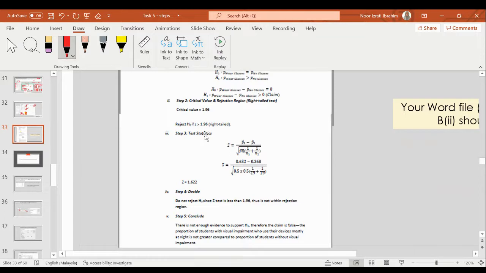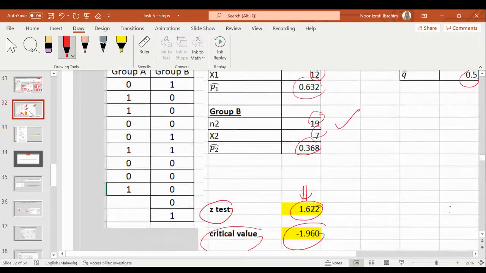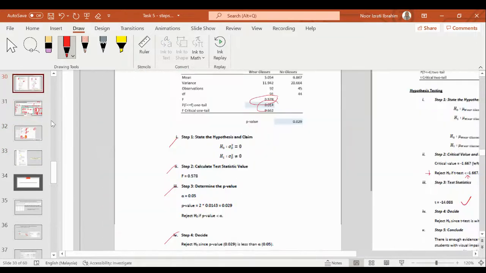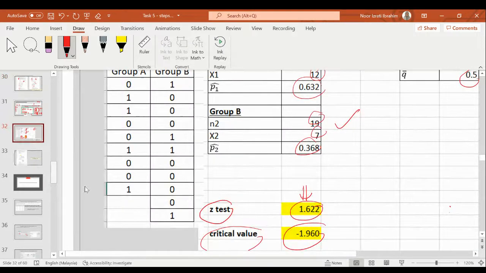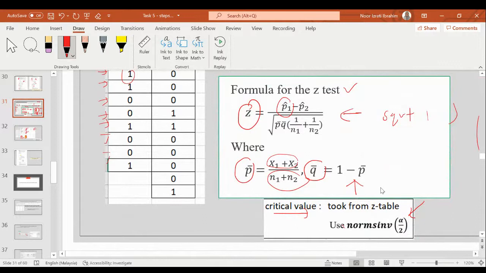Right, this is the CV for right tail. Oh, by the way, for this formula, if you use 2-tail test, it will be alpha over 2. If you use 1-tail test, you will just need to use alpha. If 1 tail, use alpha. If 2 tail, alpha over 2.